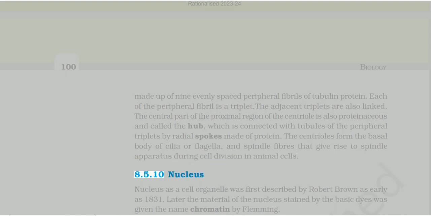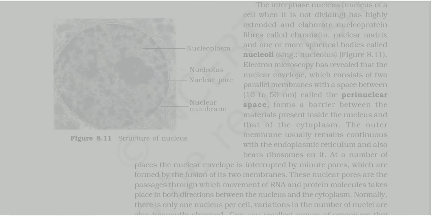8.11 Nucleus. Nucleus as a cell organelle was first described by Robert Brown as early as 1831. Later the material of the nucleus stained by the basic dyes was given the name chromatin by Flemming. The interphase nucleus, of a cell when it is not dividing, has highly extended and elaborate nucleoprotein fibres called chromatin, nuclear matrix and one or more spherical bodies called nucleoli.